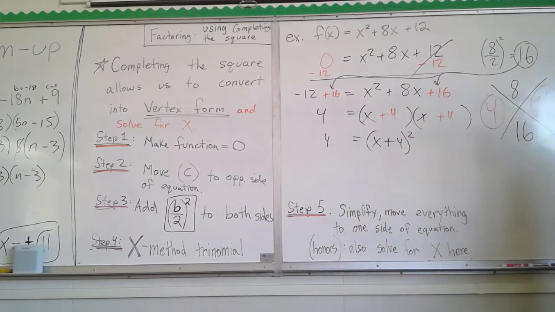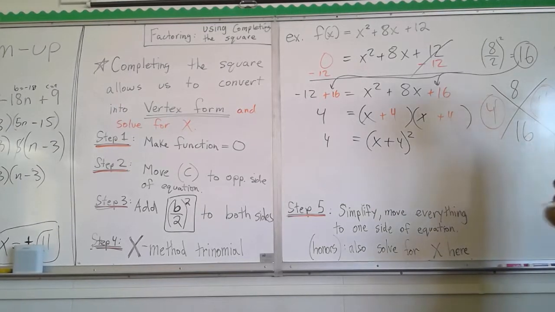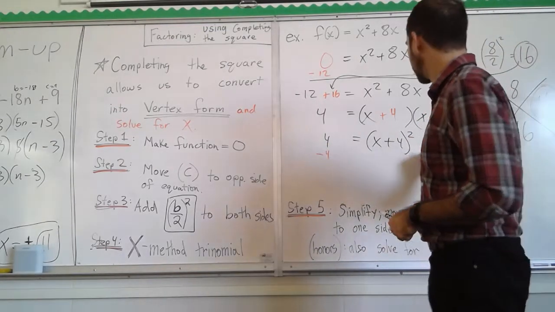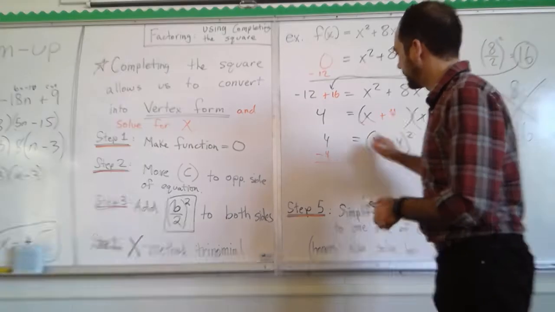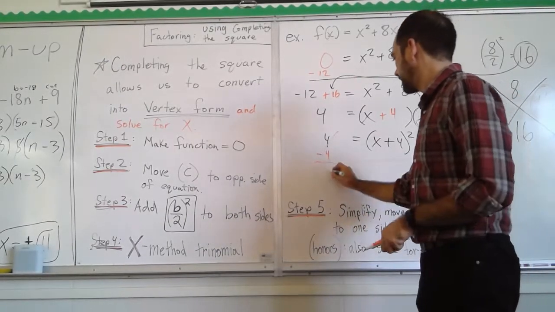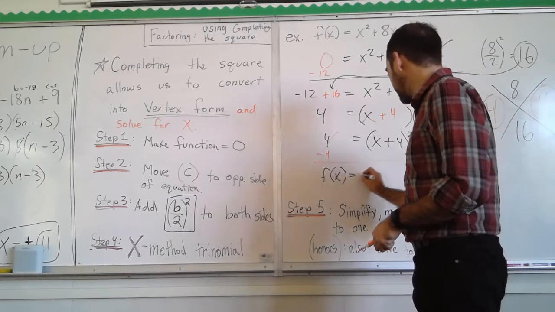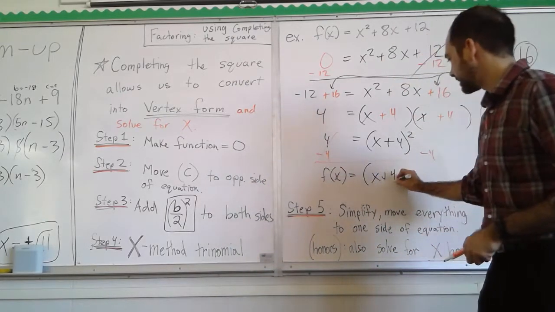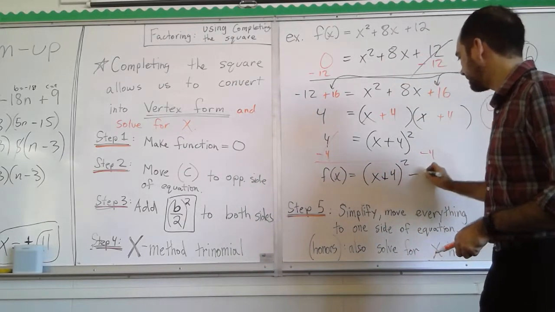So let's see. It doesn't matter, but I would suggest let's move that 4 over to the other side. And how will I move a positive 4 to the other side? Just subtract it. Cancels on the right. I reassert this is f of x is equal to x plus 4 squared minus 4.